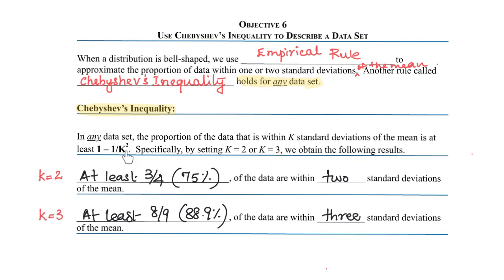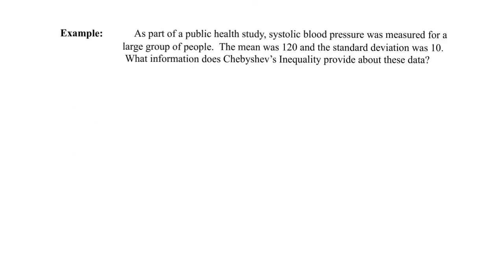Then substitute 3 here, 1 minus 1 over 3 squared, and if you simplify that, you will get 8/9. 8 over 9 in decimal is 88.9%. So, we can say that at least 88.9% of the data are within 3 standard deviations of the mean.